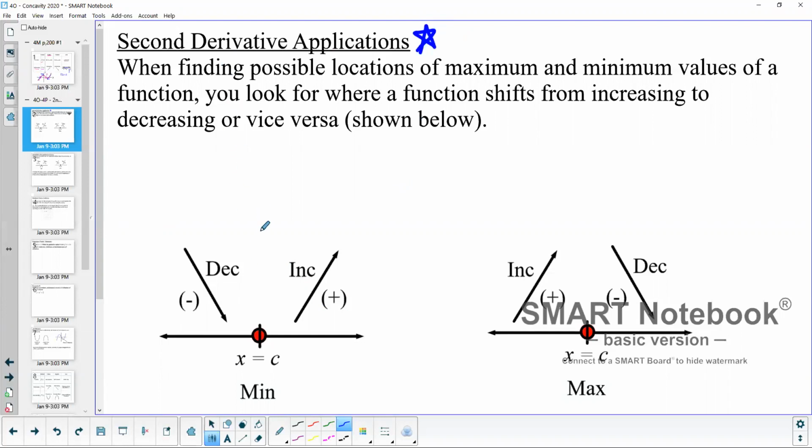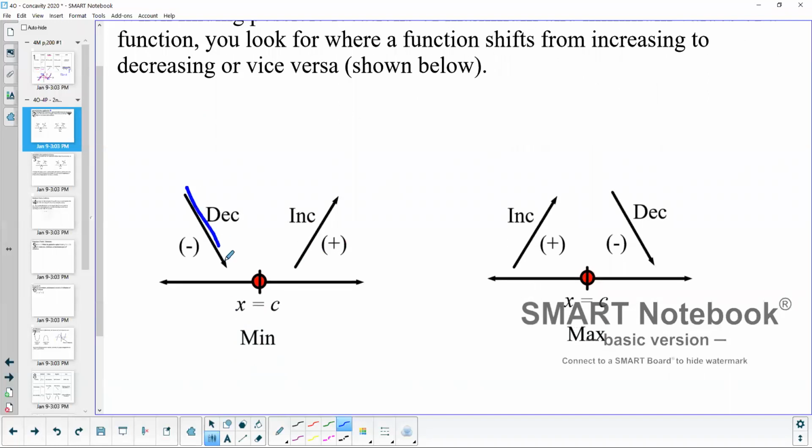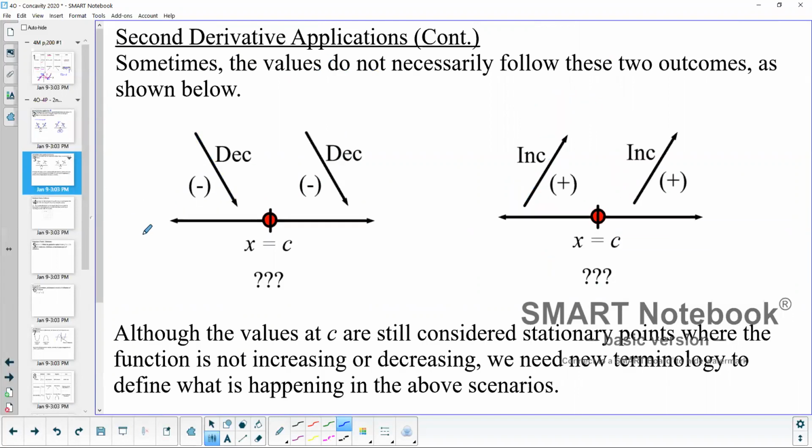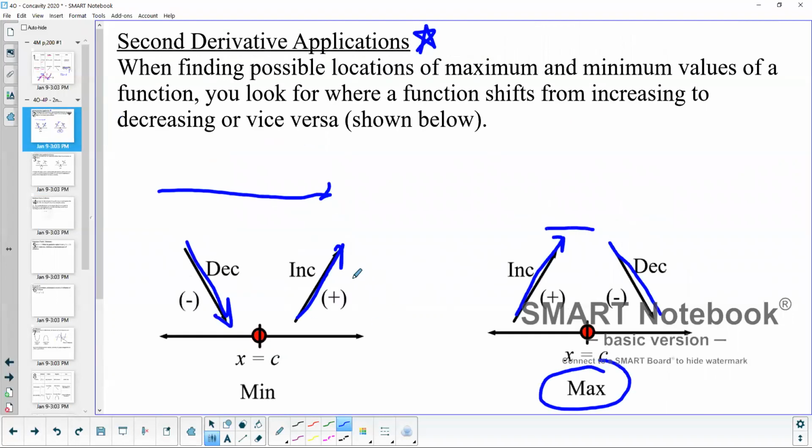And so when you're finding maximum and minimum values, you can do your first derivative, set it equal to zero, but we're also looking at some different behaviors of the graph other than it just being a minimum or a maximum. And so we determined that a minimum value shifts from decreasing to increasing. So as we move left to right, it goes down, flattens out, and then goes back up. And then a maximum value does the opposite. It increases, so it goes up, flattens out, and then it goes back down, and we call that a maximum value.